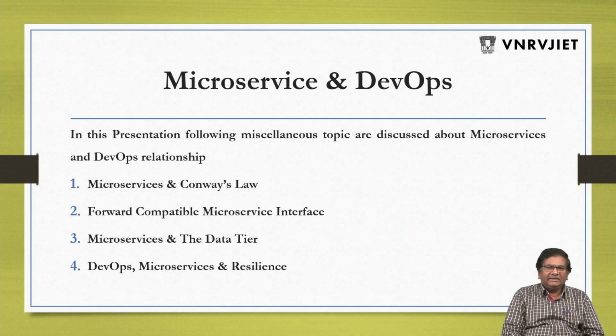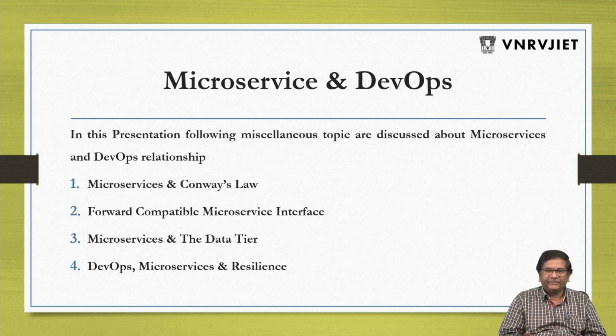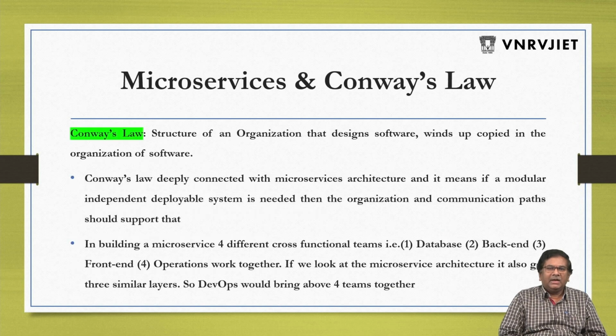Microservices and DevOps. In this presentation, the following miscellaneous topics are discussed about microservices and DevOps relationships. The first one is Conway's law. Second one is forward compatibility of microservice interface. The third one is microservices and the data tier. The fourth one is DevOps, microservices, and resilience. So these are the 4 topics which I'm going to discuss as part of microservices and DevOps integration. Let's go to Conway's law.